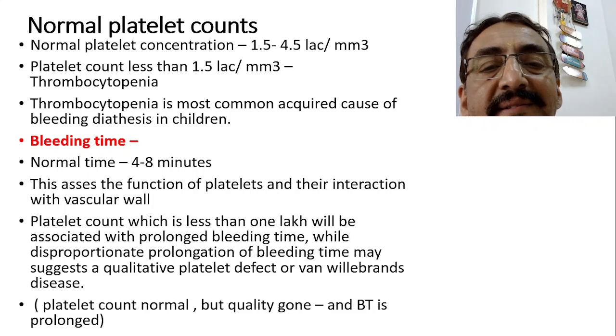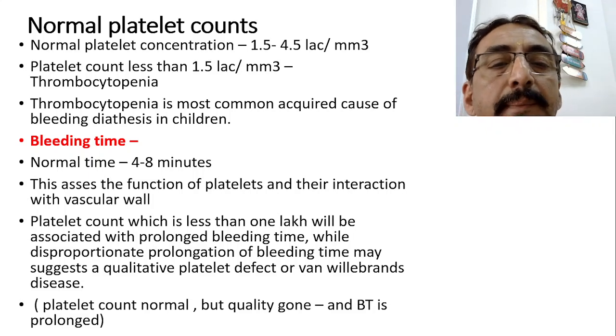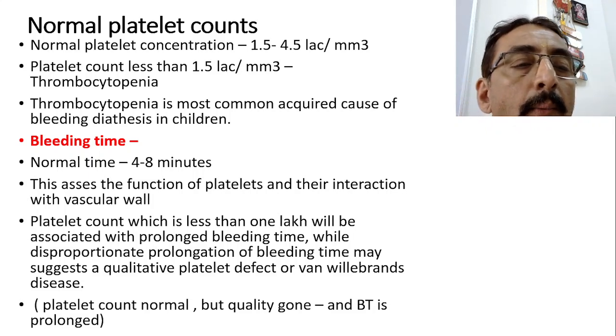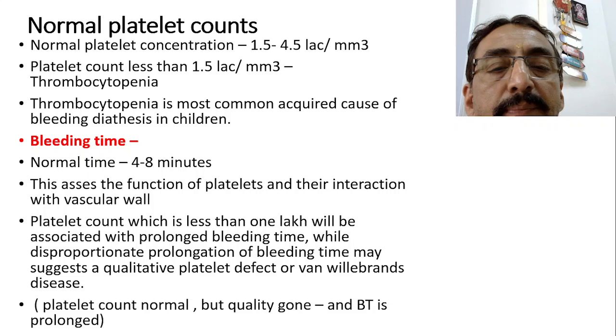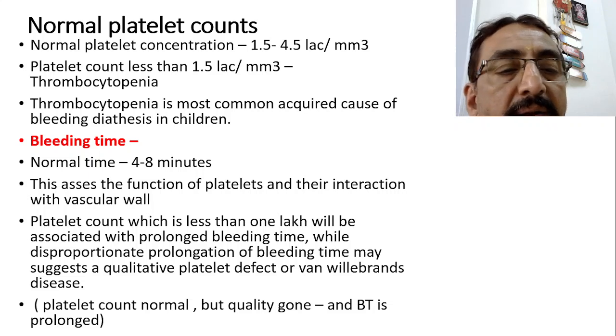A platelet count which is less than 1 lakh will be associated with prolonged bleeding time, while disproportionate prolongation of the bleeding time may suggest a qualitative platelet defect or von Willebrand disease.